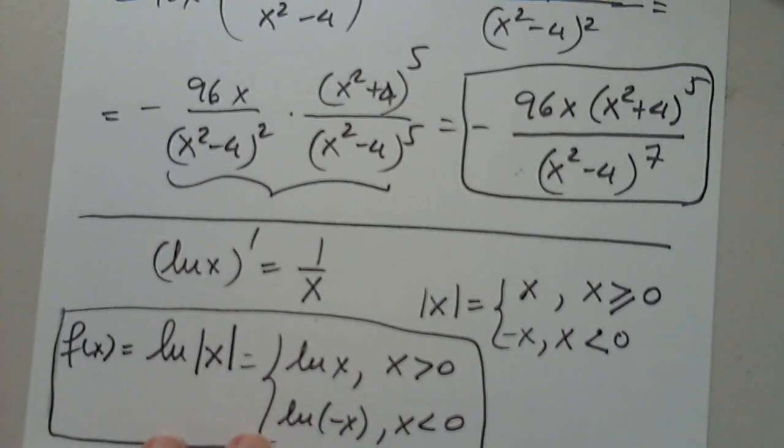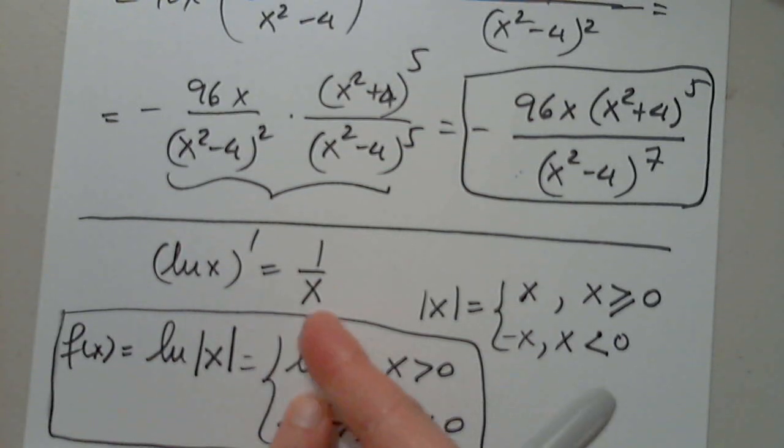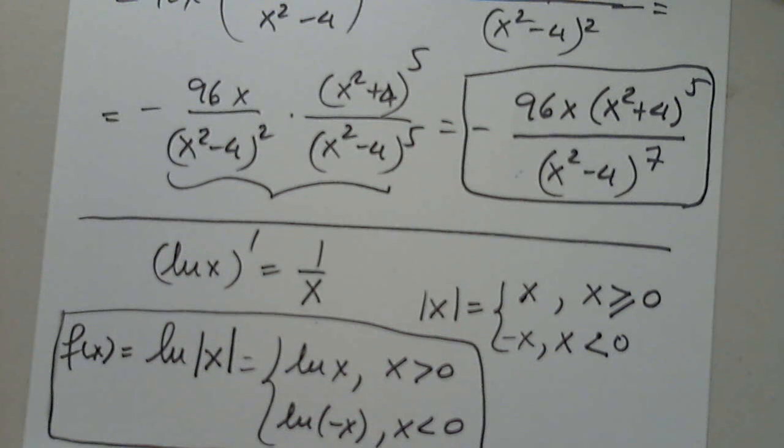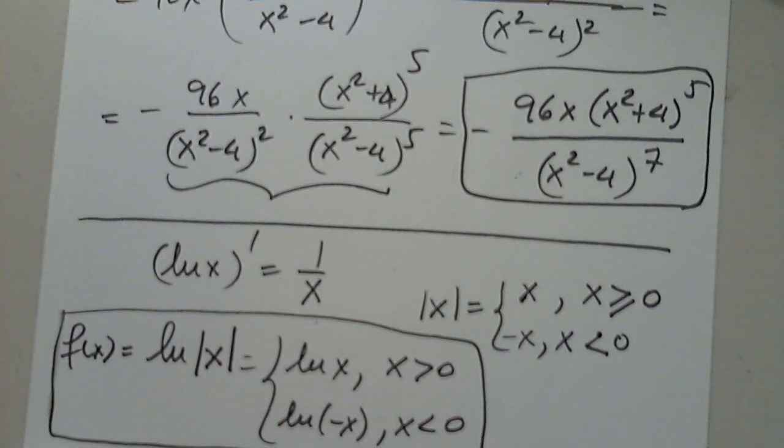That's my page 3. So, natural log x prime will be. Can anyone give us the derivative of natural log? It's right here. You have to say immediately. 1 over x. Thank you so much, for x greater than 0.